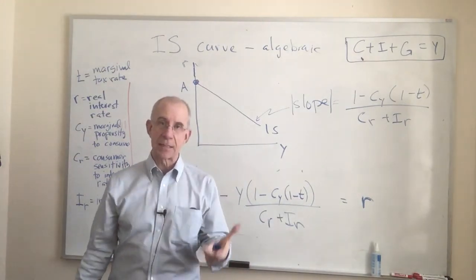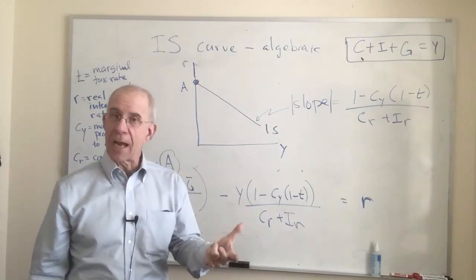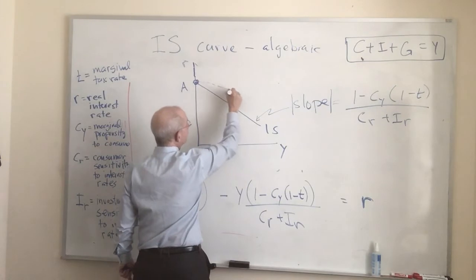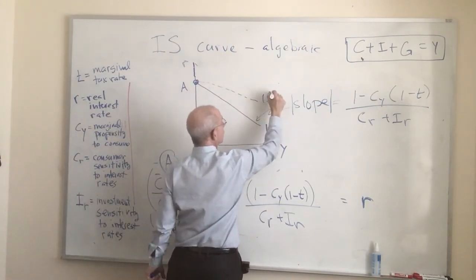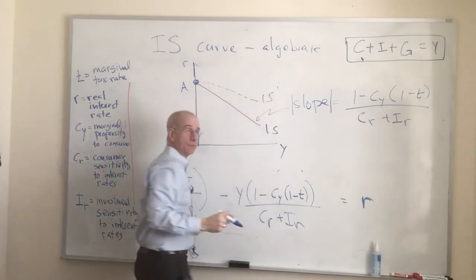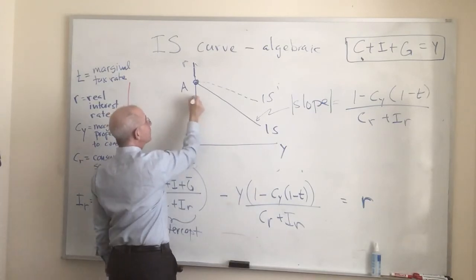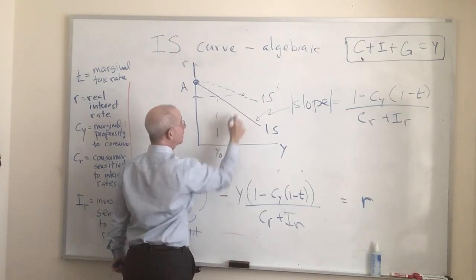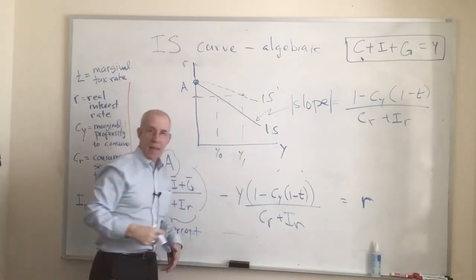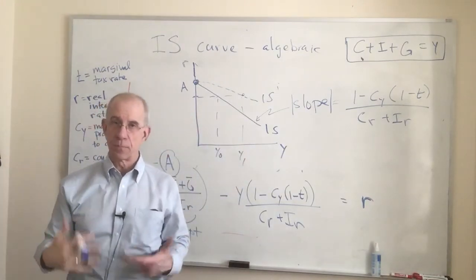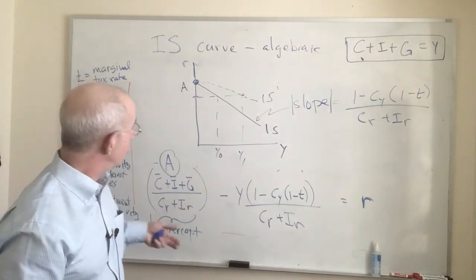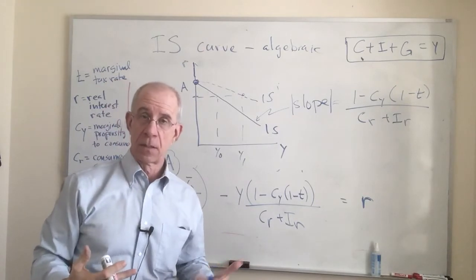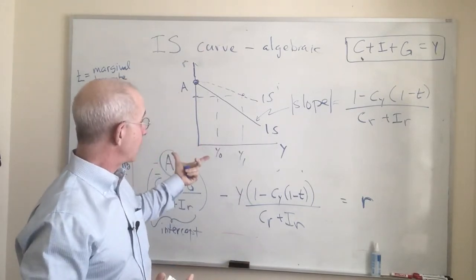A smaller tax rate, a lower tax rate, is going to make the IS curve flatter. For every given interest rate, the equilibrium national income will have to be higher. Okay? So that's how you would reflect a change in the tax rate in this framework.